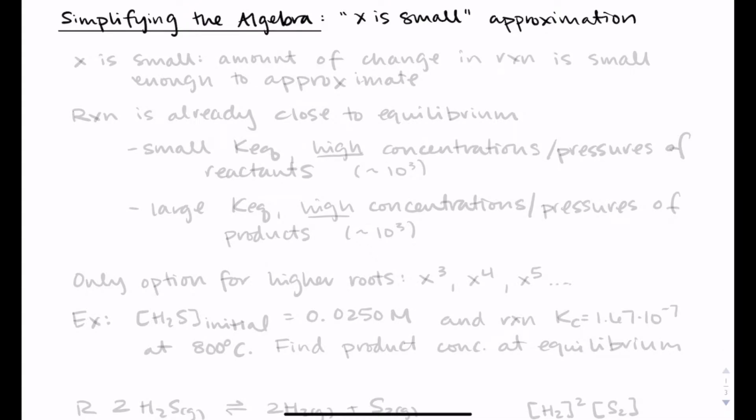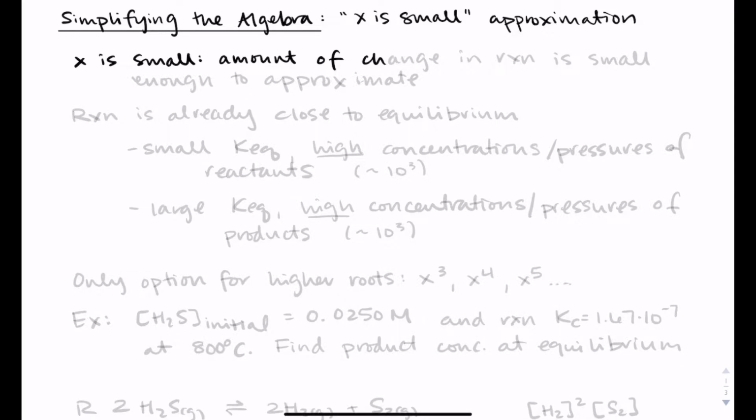Okay, so you may not have been waiting for this moment to happen, but we have some cases where you can simplify the algebra, and I'm going to tell you exactly how to do it. So this falls under something called the x is small approximation, and it will let us simplify the algebra. Now, unfortunately, it won't let us do it in every case. And I'm going to give you some guidelines for figuring out if it's going to work.